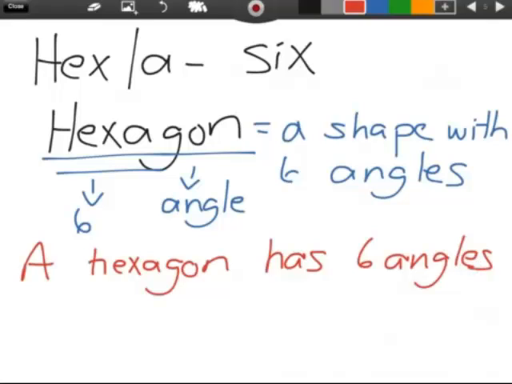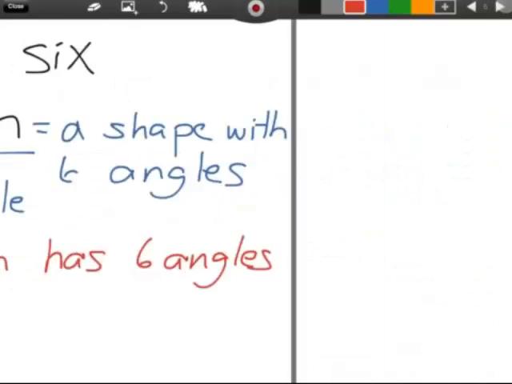A hexagon has 6 angles. Moving on to our next root.